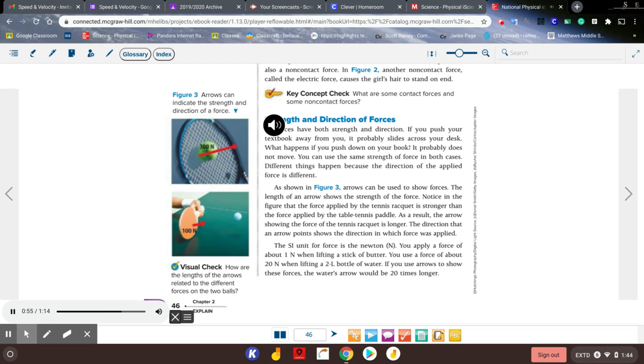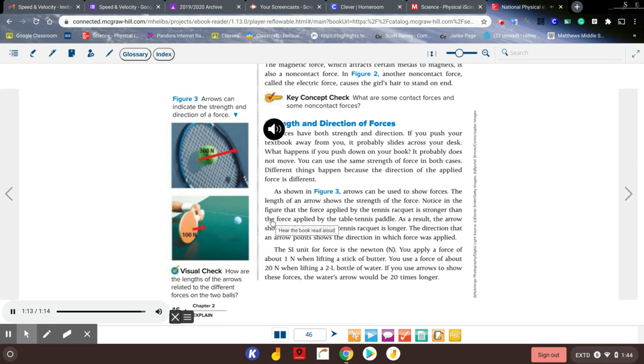The SI unit for force is the Newton, N. You apply a force of about 1 Newton when lifting a stick of butter. You use a force of about 20 newtons when lifting a 2-liter bottle of water. If you use arrows to show these forces, the water's arrow would be 20 times longer.